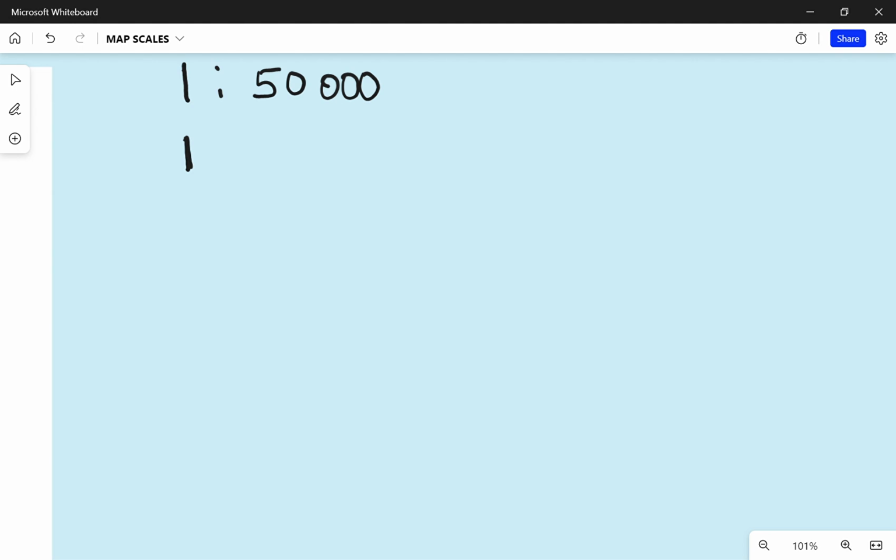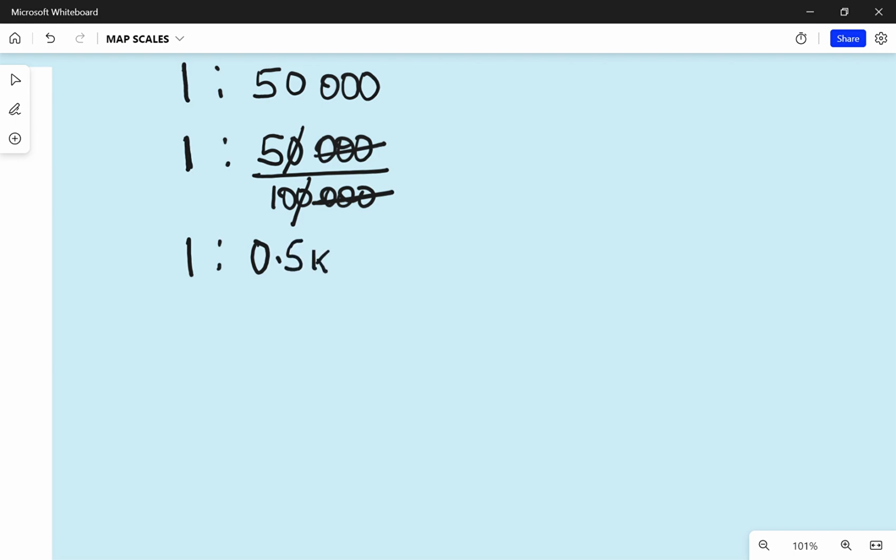Remember the conversion table. So this is going to be 1 to 50,000 is the same as, to change it to kilometers, I will divide by 100,000, since 100,000 will give me a kilometer. So 50,000 divided by 100,000. This and that will go, so this is 1 over 2. So 1 is equivalent to 1 over 2, which is the same as 0.5 kilometer.